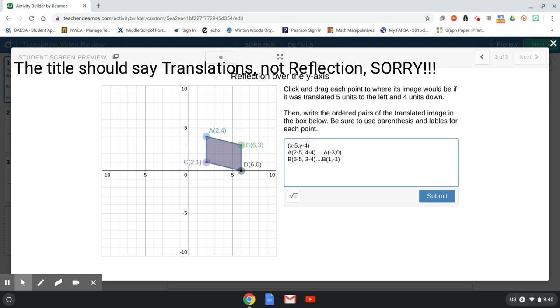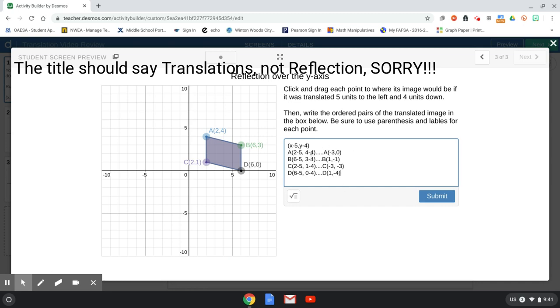It's going to be very important that you pay attention to your signs with positive and negative, and you remember those rules for subtracting and adding integers. If you don't, use your calculator to check your answers. C starts at 2, 1, so 2 minus 5, 1 minus 4. So C becomes 2 minus 5 is negative 3, 1 minus 4 is negative 3, and then D is 6, 0. So 6 minus 5 and 0 minus 4. So D becomes 1, negative 4.